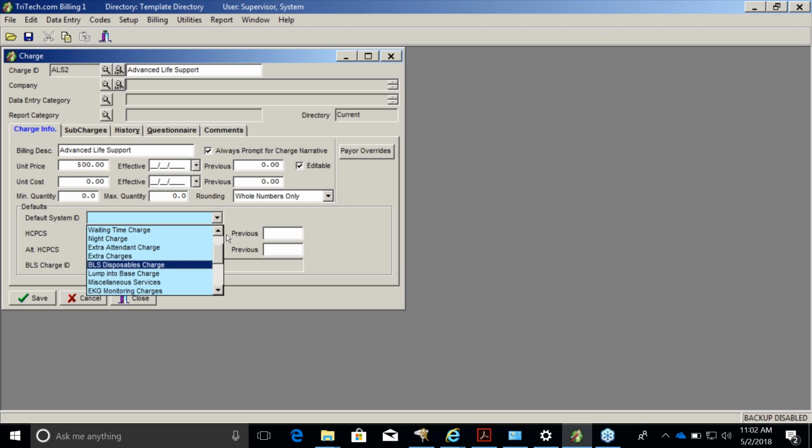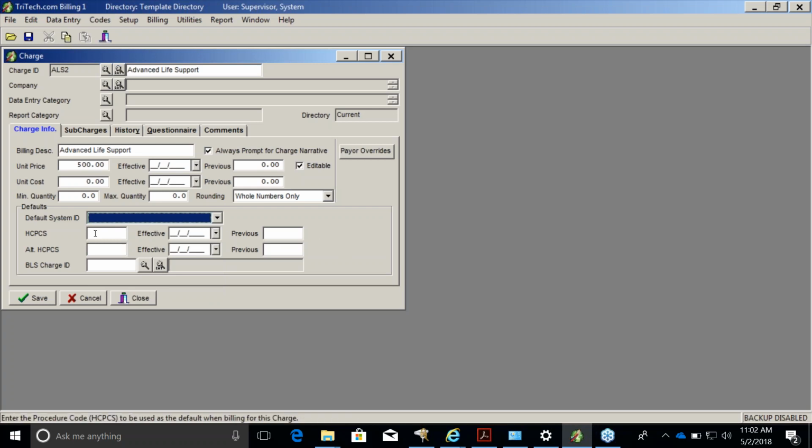Now, being that I'm a little familiar with how this works, again, going back, it can basically either, depending on the payer that this is being sent to, accumulate the quantity and set that price, or just have a quantity of one.